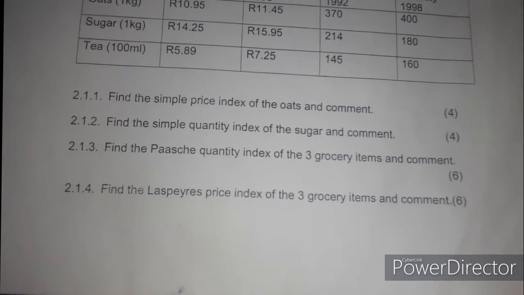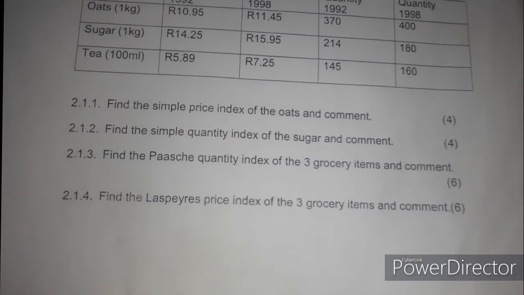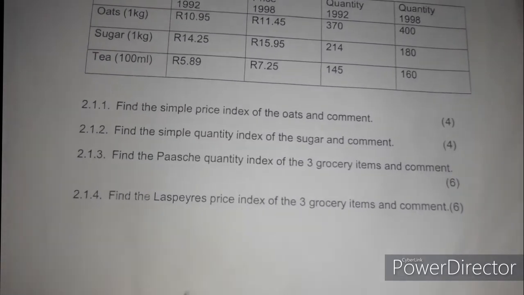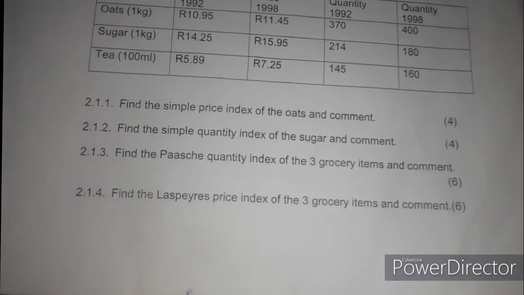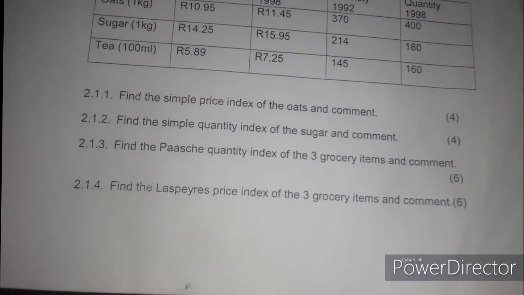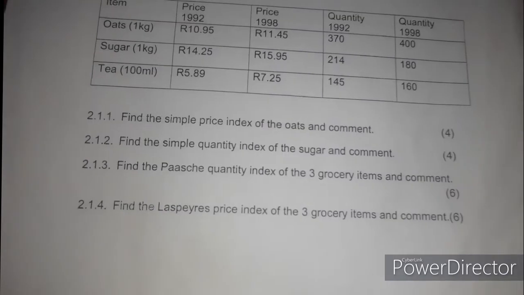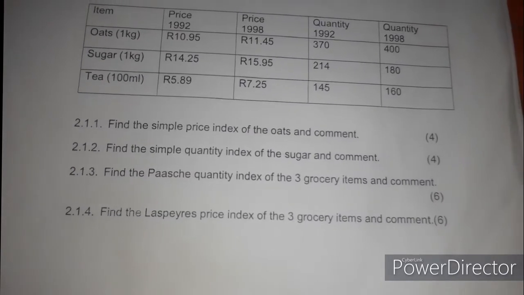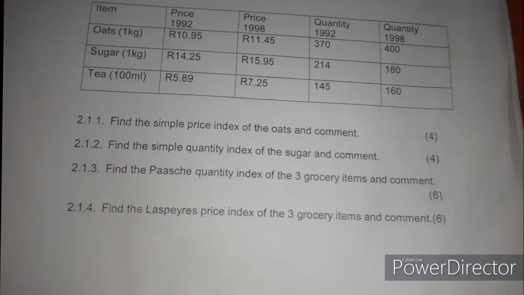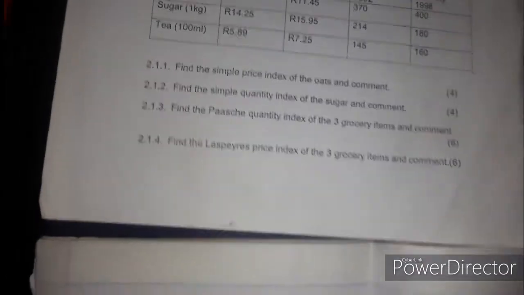Now, it is wise to start with those questions on 2.1.1 and 2.1.2, and then come to these ones, 2.1.3 and 2.1.4. Now, let's start with 2.1.3. Find the Paasche quantity index of the three grocery items.